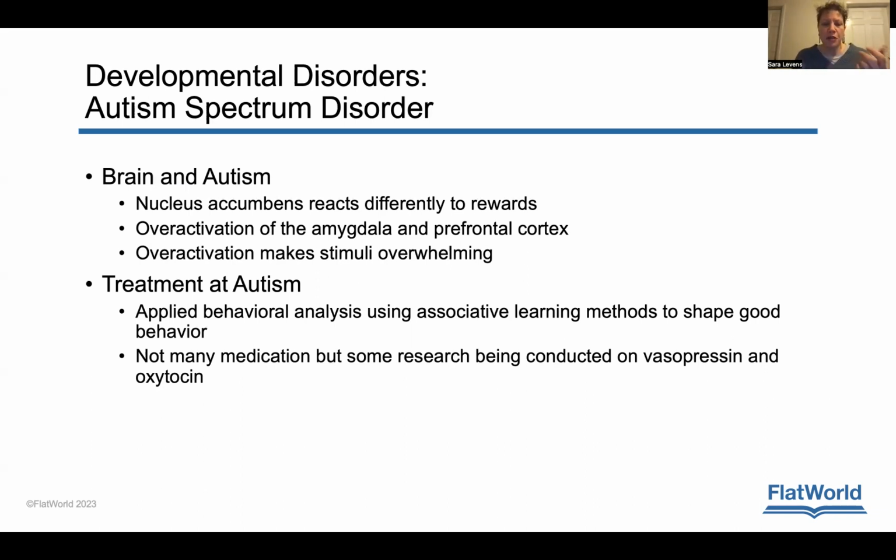And the prefrontal cortex typically can downregulate the amygdala. But if you have overactivation, again, in these particular ways, it can't necessarily do that, which can create these overall problems in behavioral regulation. So consequently, the treatment is actually applied behavioral analysis using associative learning methods to shape good behavior.